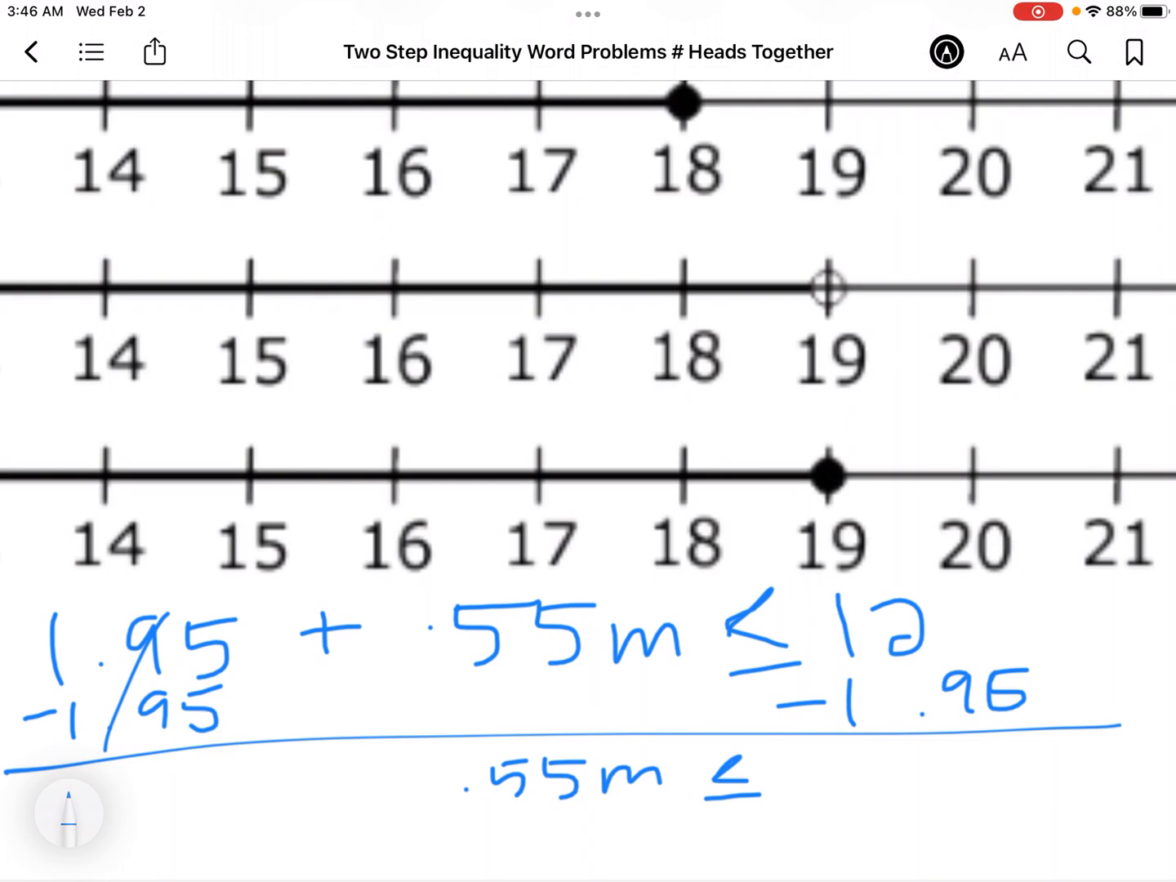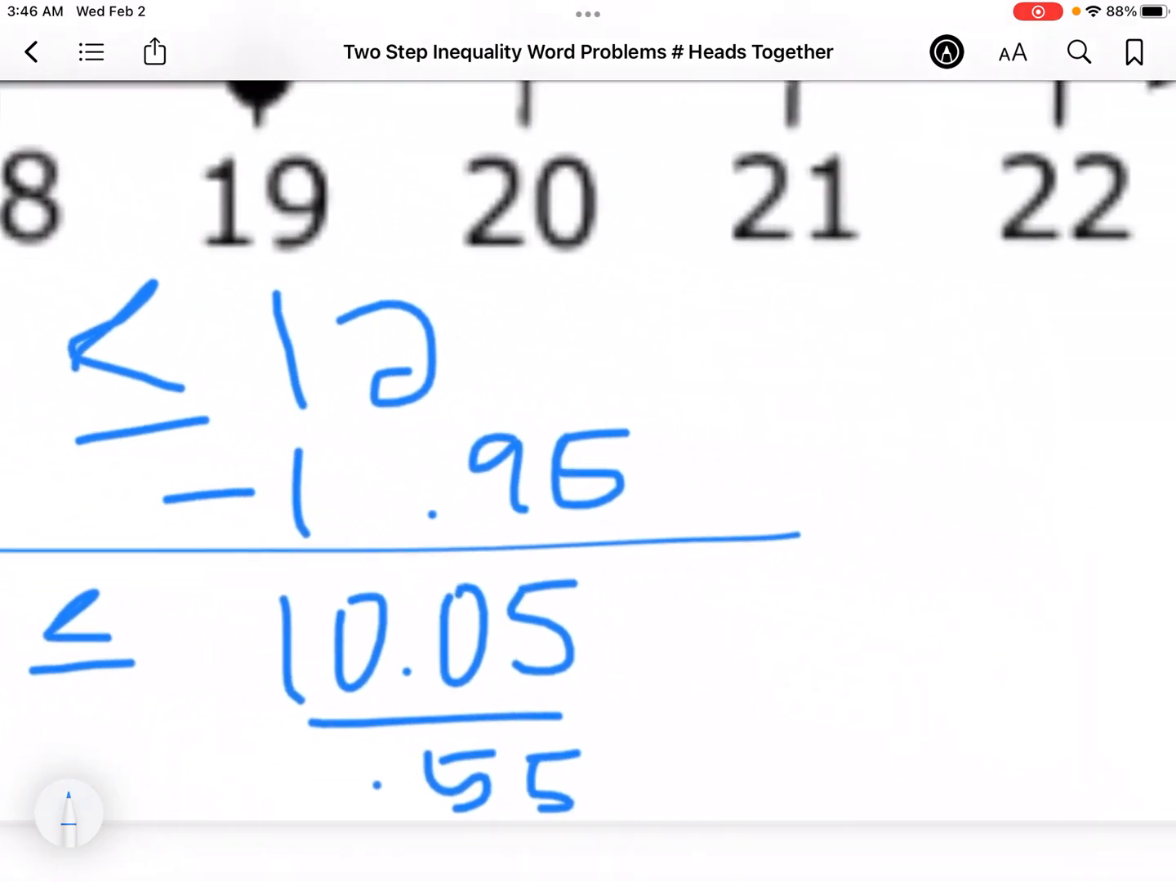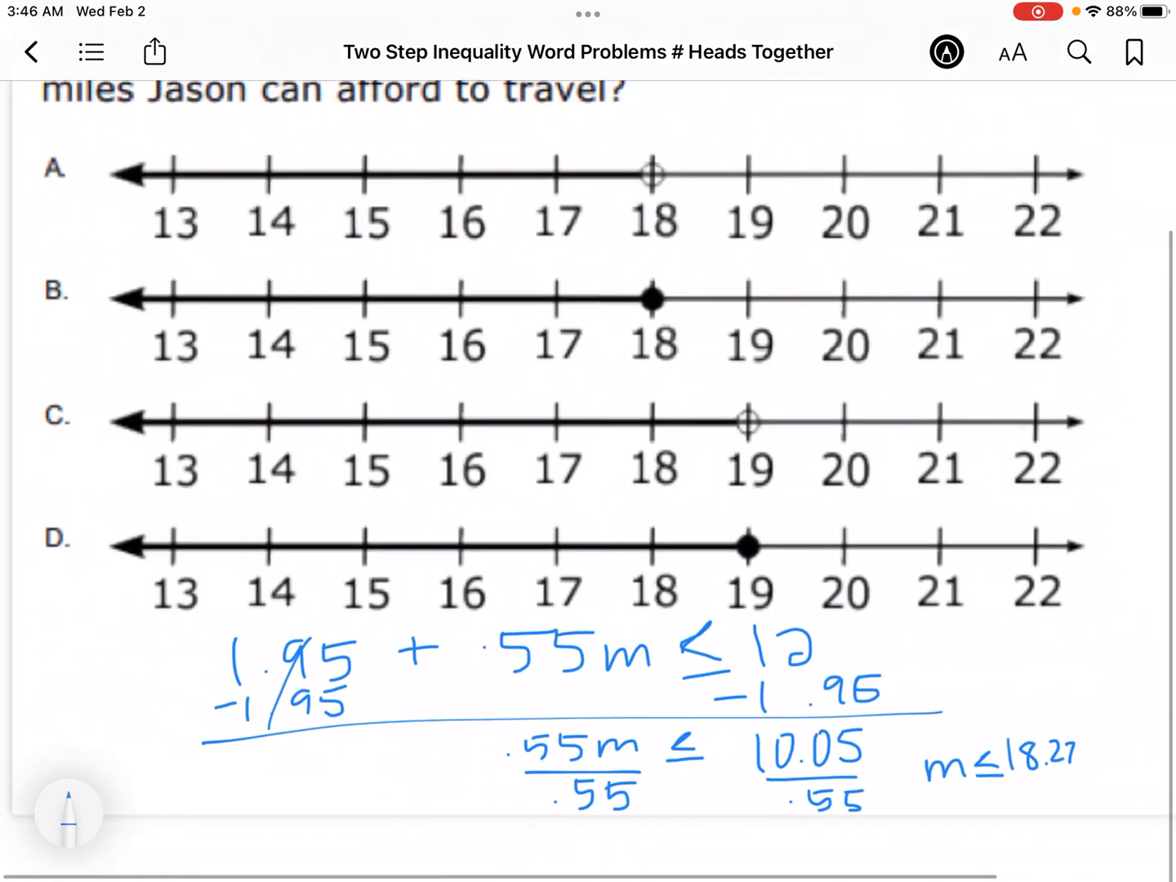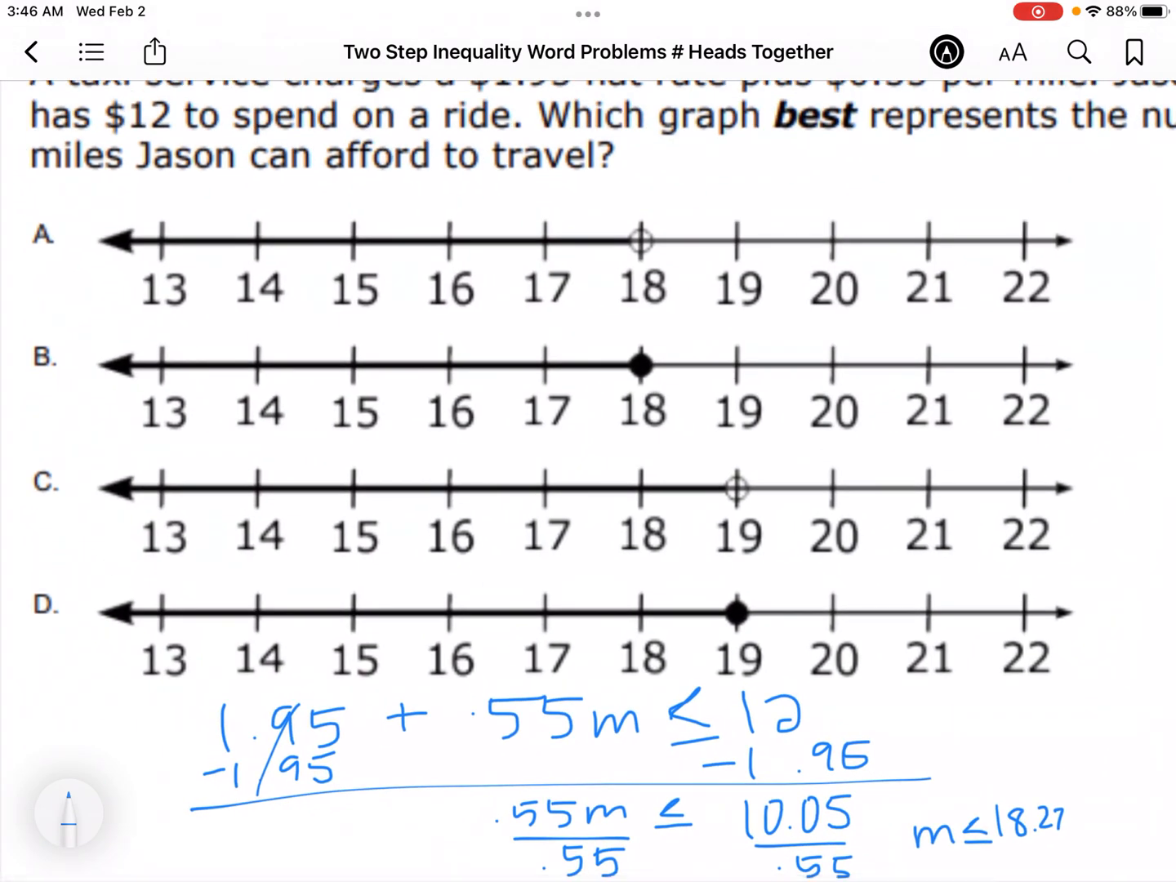So 12 minus $1.95, I get 10.05. I'm going to divide by 55 cents. And I get M is less than or equal to 18.27. So I have to go less than or equal to 18 miles.